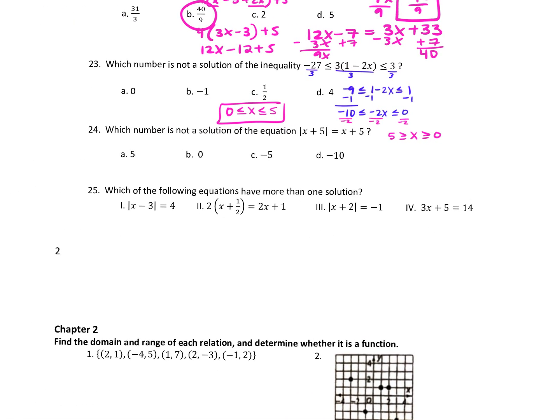Okay. So this says, which is not a solution. So 0 works because it's got the equal to bar. -1 does not. 1/2 would work between 0 and 5, and 4 would work between 0 and 5. So your solution is the one that does not work in that setup, which is -1.